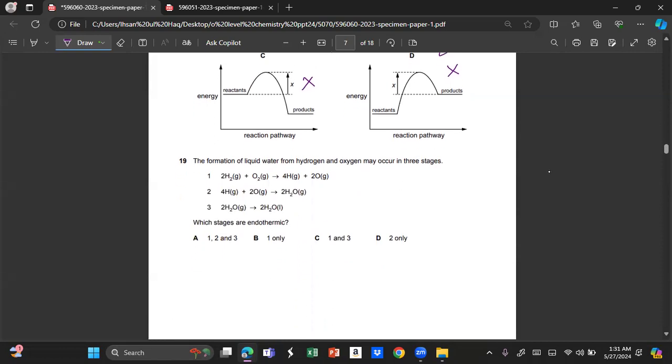Now go to MCQ number 19. The formation of liquid water from hydrogen and oxygen may occur in three stages. These options are given to you. Which stages are endothermic? In stage one, these molecules become atoms, meaning bond breaking is taking place. This is endothermic. In stage two, the gases are combining to produce water, steam. This is exothermic. So this option is endo and this is exo.